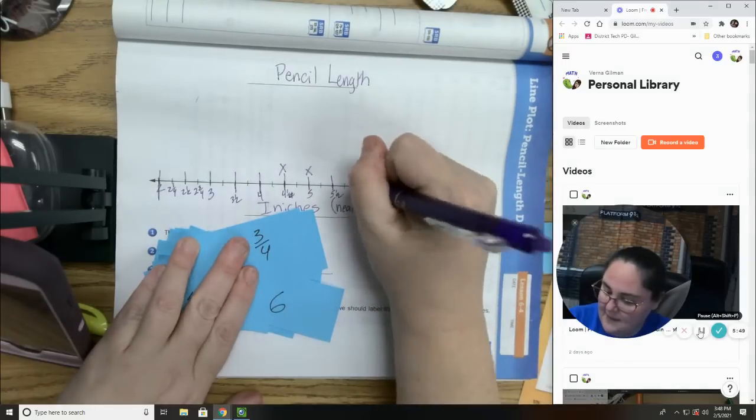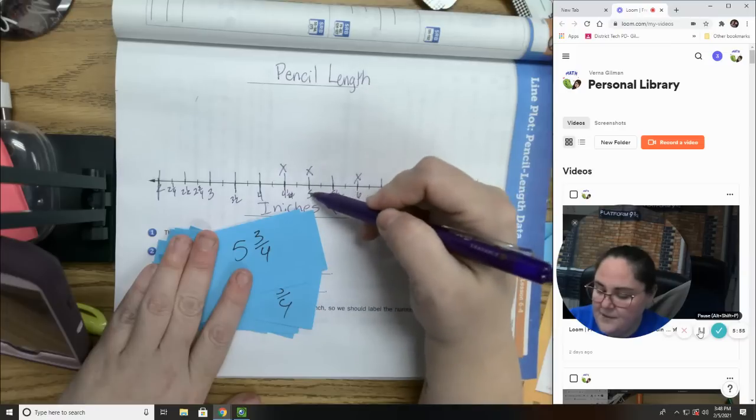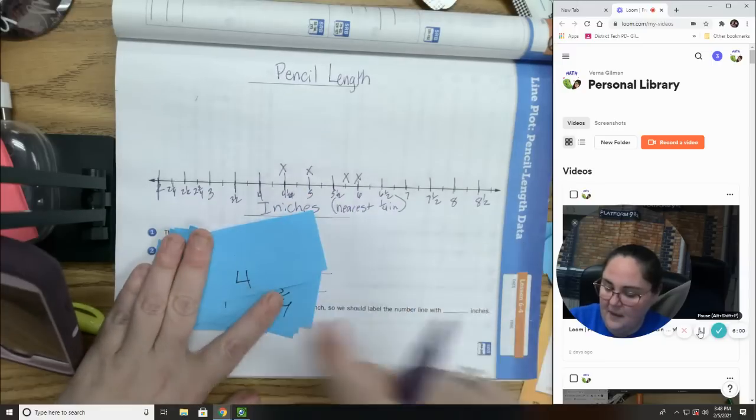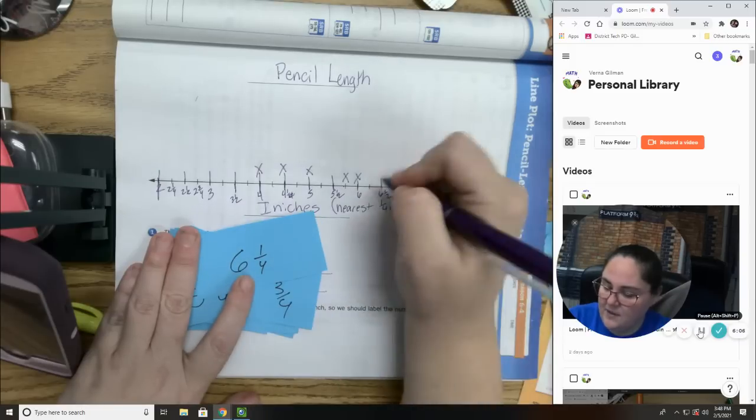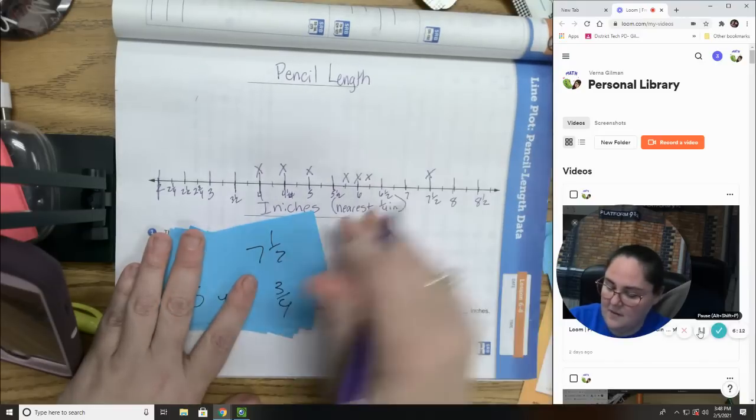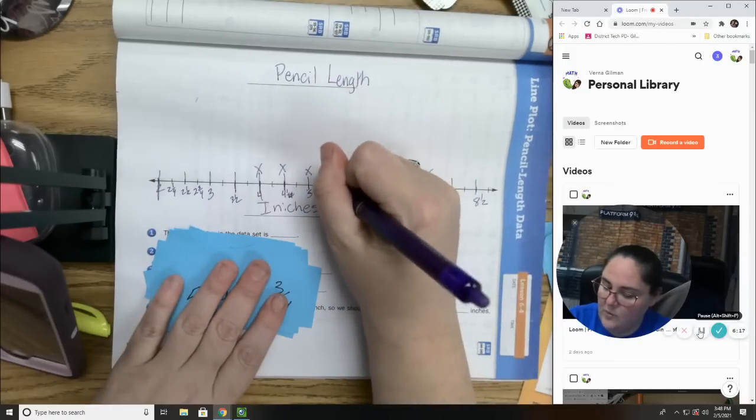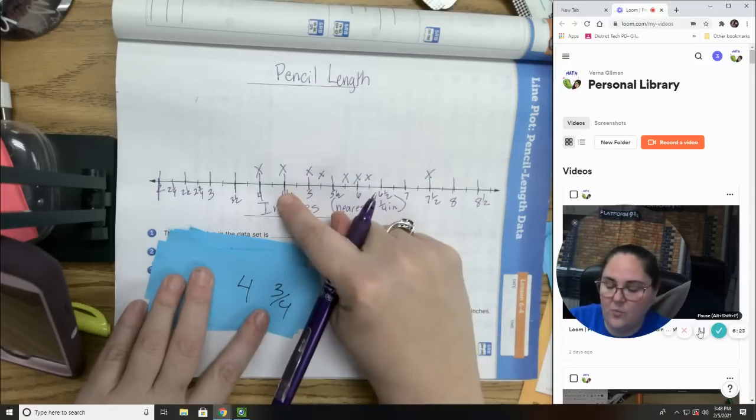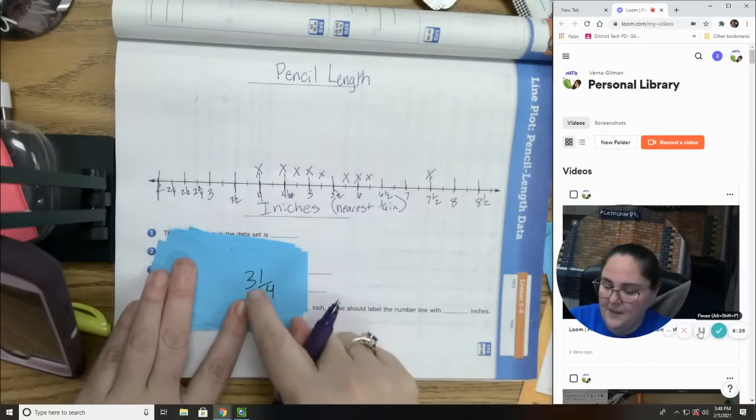6. 5 3/4. All right. Here's 5. 1/4, 2/4, 3/4. Right here. 4. 6 1/4. 7 1/2. 5 1/4. 4 3/4. Okay, 1/4, 2/4, 3/4. 3 1/4.